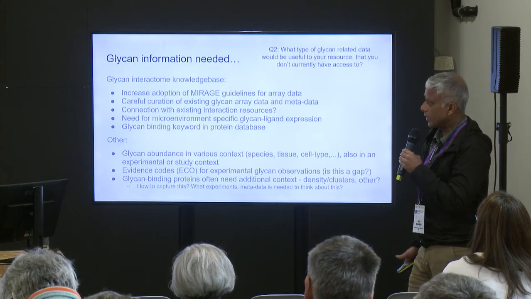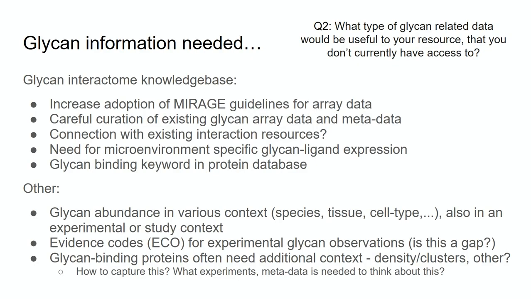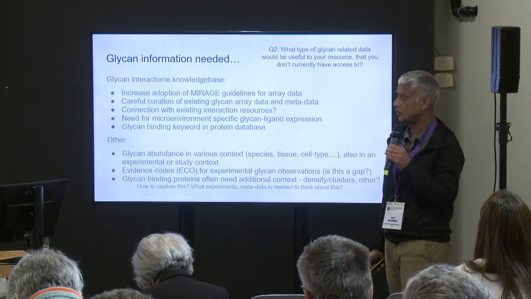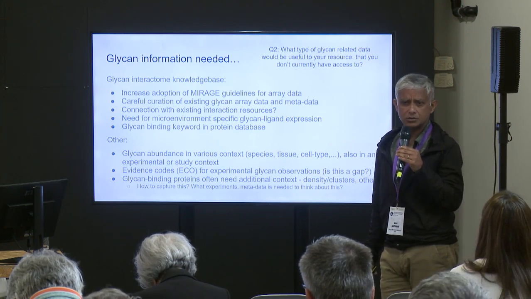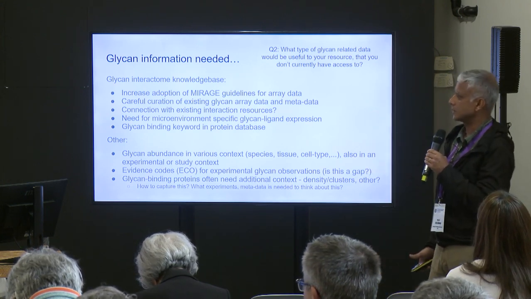For the glycan interactome knowledge base, they would like to increase adoption of the MIRAGE guidelines for array data, and see adoption of the MIRAGE guidelines by the authors. Also careful curation of existing glycan array data and metadata, and connection with existing interaction resources. There is a need for microenvironment-specific glycan ligand expression and a glycan-binding keyword in protein databases. As far as we know, in protein databases such as UniProt, that keyword may not be there, or the way to connect it may not be there, although from what I understood yesterday, Gene Ontology terms could be used to connect it already. That's something that came up yesterday.